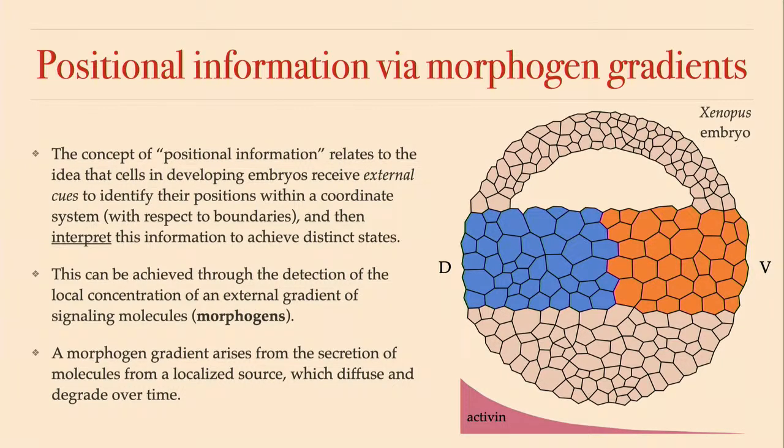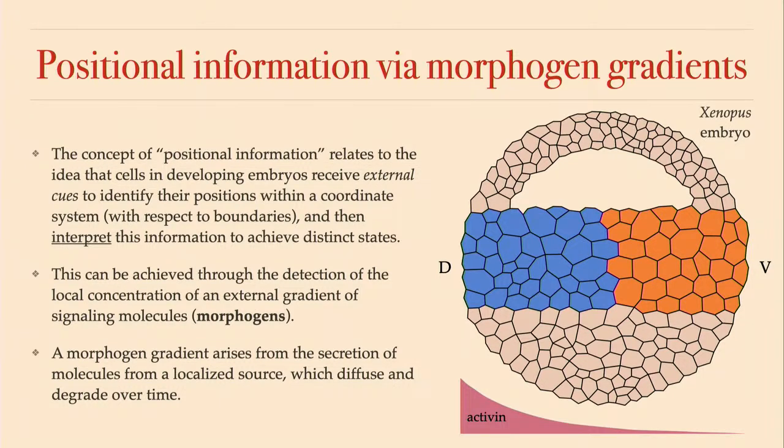The cells are constantly receiving signals from their environment, and at least some types of external cues help them identify their positions within some coordinate system, with respect to some boundaries, and then interpret that information to achieve distinct fates. And we've heard about morphogen gradients.